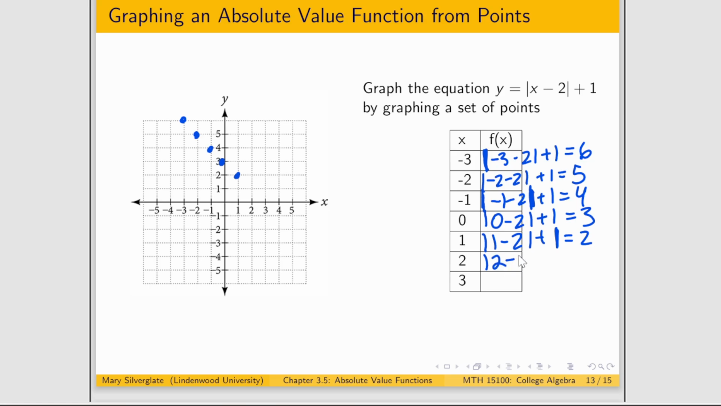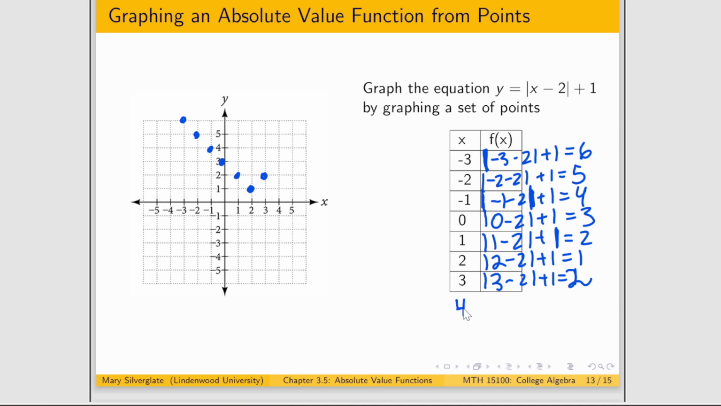Then we have the absolute value of 2 minus 2 plus 1, so absolute value of 2 minus 2 gives us 0, plus 1 is 1. So we have a point at (2, 1). Then we take the absolute value of 3 minus 2 plus 1. 3 minus 2 becomes 1. Make it positive, it's still 1, plus 1 gives us 2. So we have a point at (3, 2).